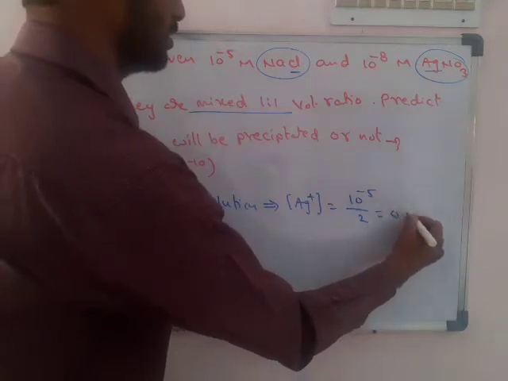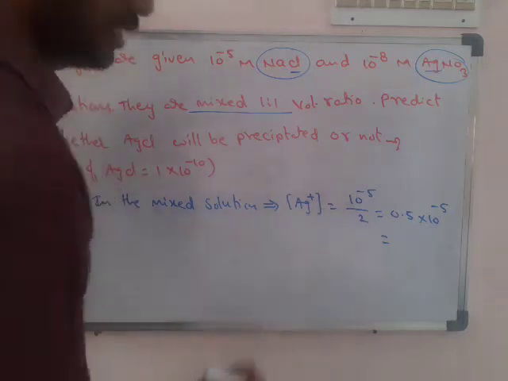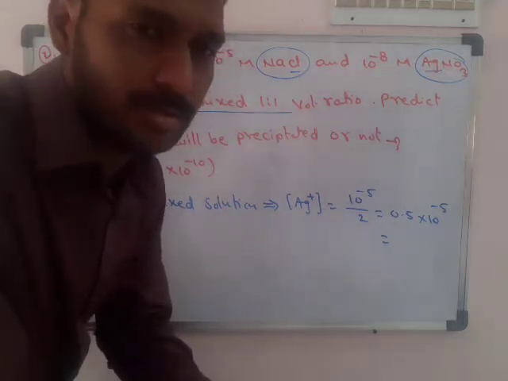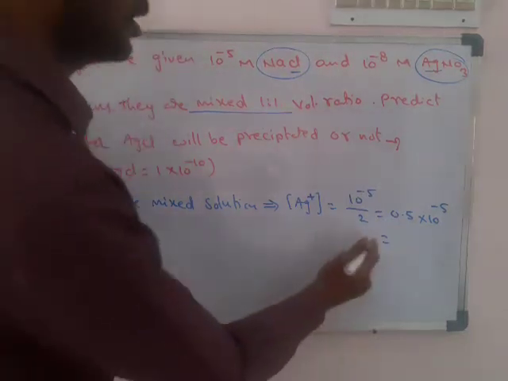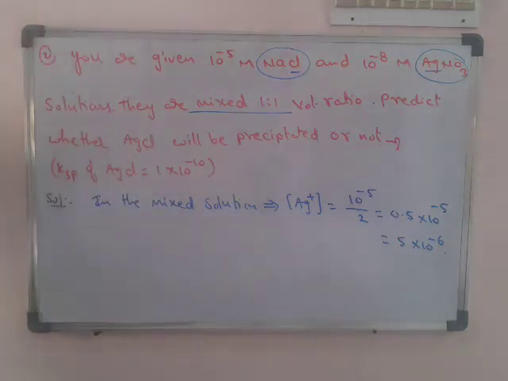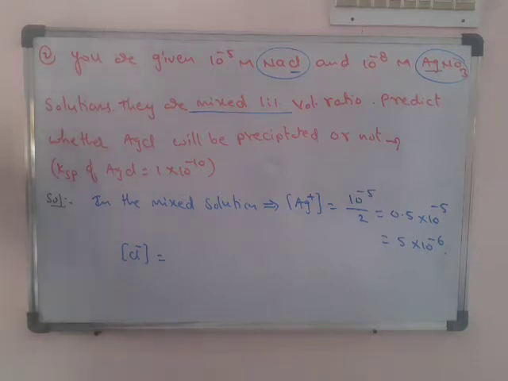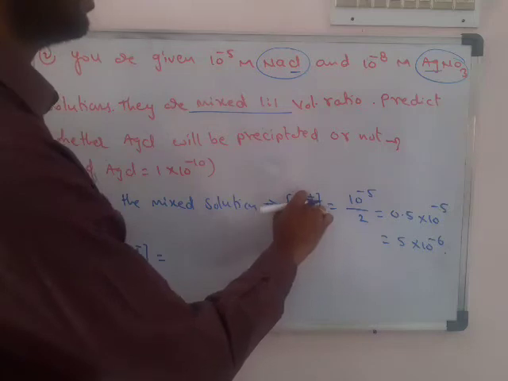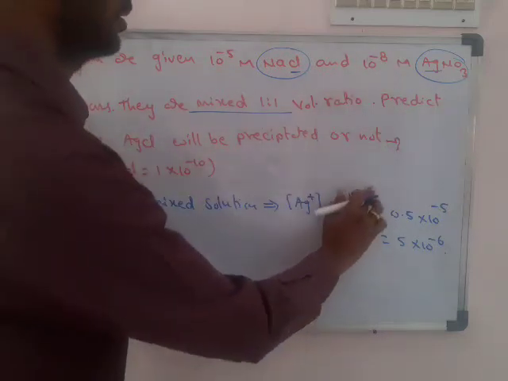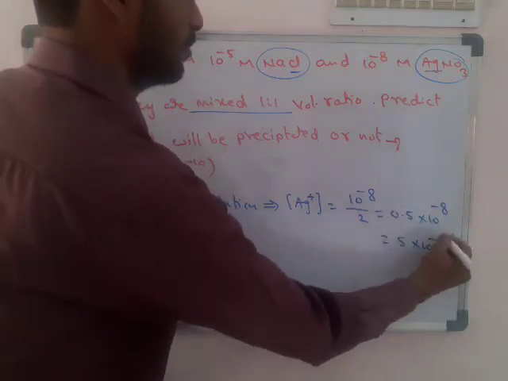So that is 10 power minus 8 by 2. Okay, let's make it as 0.5 into 10 power minus 8. Why are we making it half? Because equal volumes are mixed, the concentration will be exactly halved. Next, the concentration of Ag plus in the mixture, already we calculated, is 0.5 into 10 power minus 8, so this becomes 5 into 10 power minus 9.